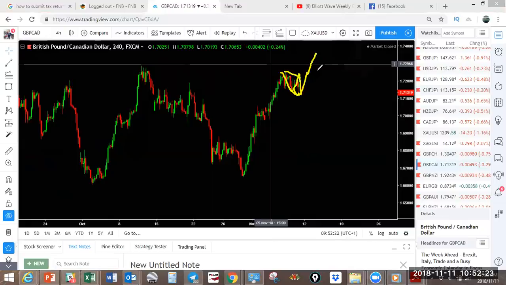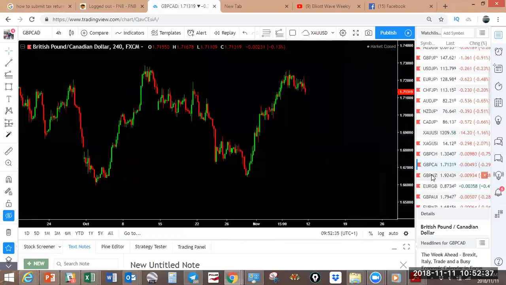Okay, so you can see that for all the other pound pairs we expected the corrections at current levels, but Pound CAD is not as clear as the other ones. That is why correlation is very important. So this one will be led by the other pound pairs. Now that is Pound CAD.